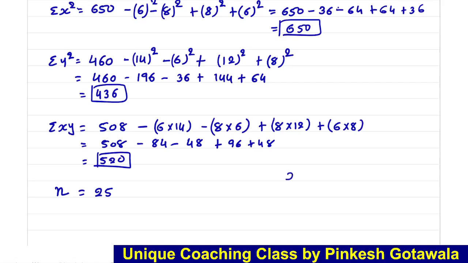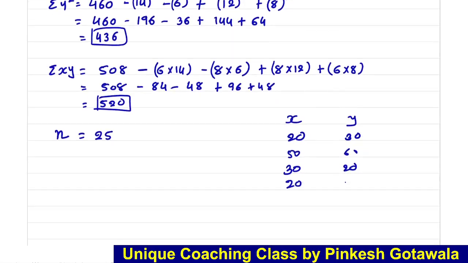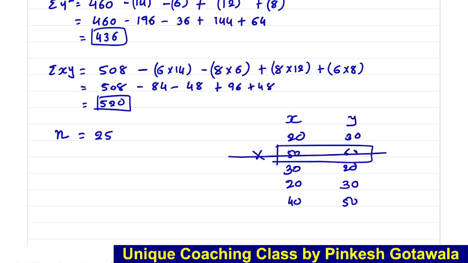Why? Here x and y are 20, 30, 50, 60, 30, 20, 20, 30, 40, 50. Suppose this is the amount. Now we come to know that this pair is wrong. So what do we do? We remove this 50 and 60, and suppose the right one is 40, 40. So we remove this 50, 60 and then write 40, 40. That means we removed the wrong one and added the correct one.